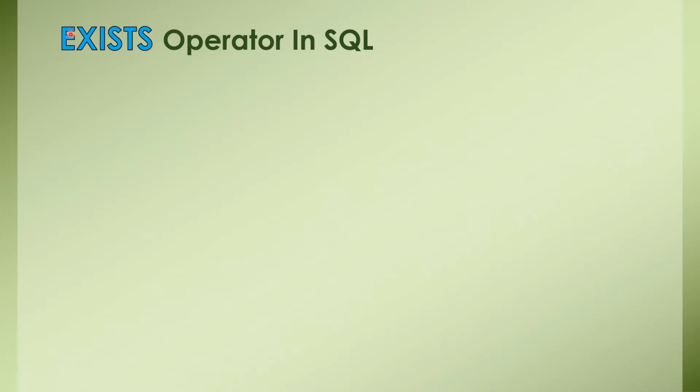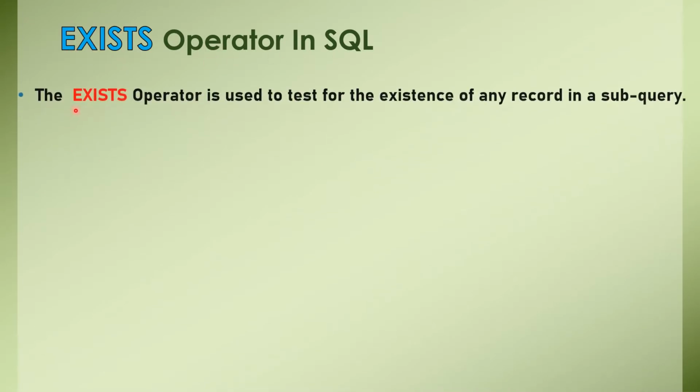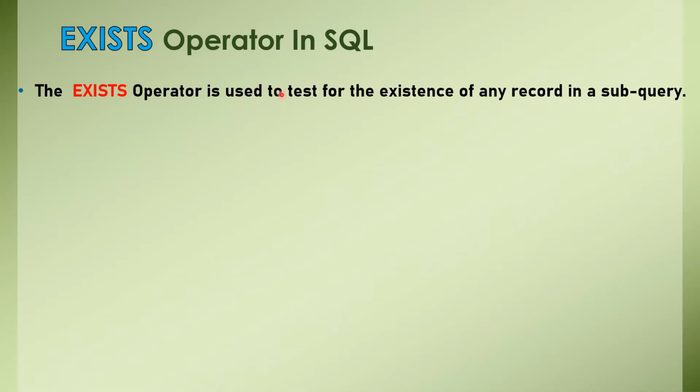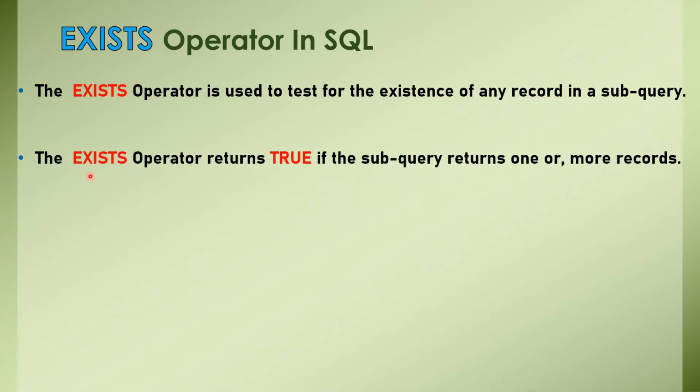So what is this exists operator in SQL? This exists operator is used to test for the existence of any record in a subquery. Suppose in your main query you have a subquery, and you want to test whether this subquery is returning any record or not, then you can use this exists operator. It will return a true value if the subquery returns some rows, one or more.